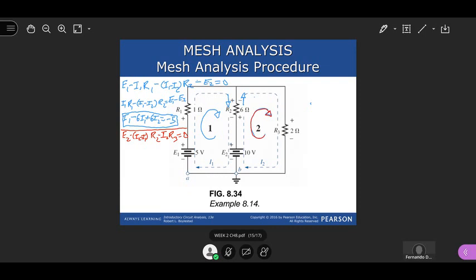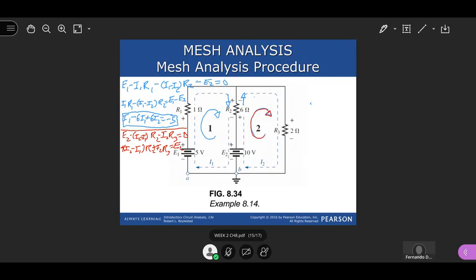Equal to 0. Now let's rearrange this, right? So if I rearrange this, it's going to be minus I2 minus I1 times R2 minus I2 times R3, and so I can convert this to positive if I leave the other sign. So this is all positive here. Equal to E2.